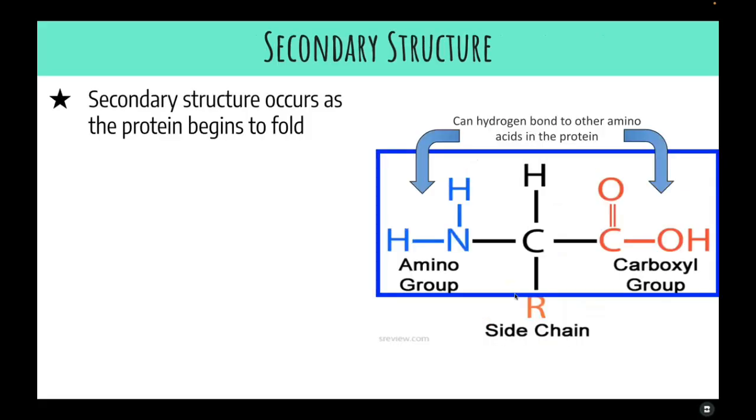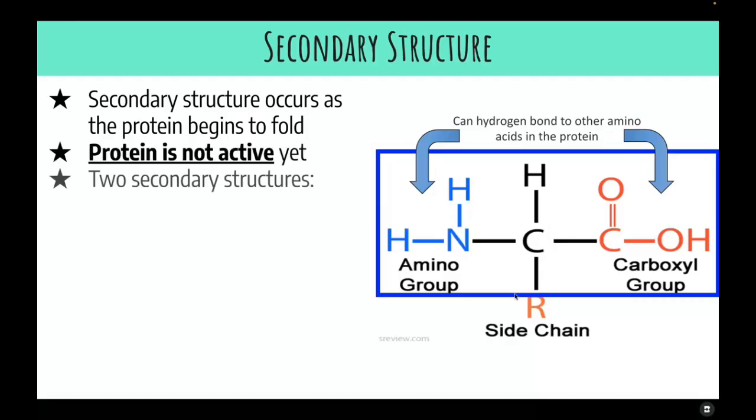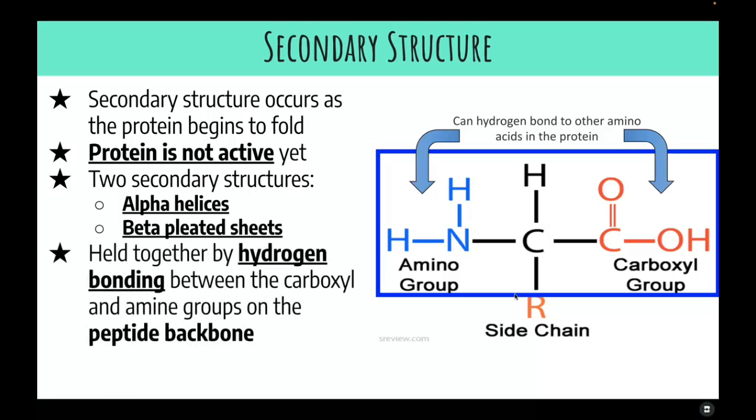All right, secondary structure is where the protein starts getting its shape. Like we mentioned, there are alpha helices and beta sheets. It's held together by hydrogen bonding between the carboxyl and amine groups on the peptide backbone. And so there are no R groups involved. You see that there are no R groups involved.